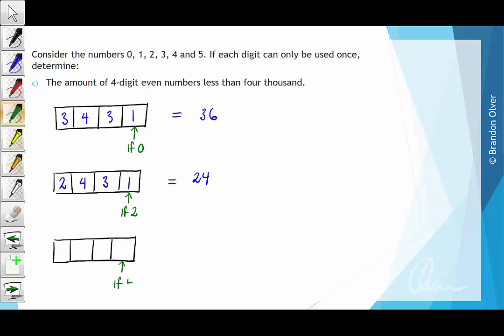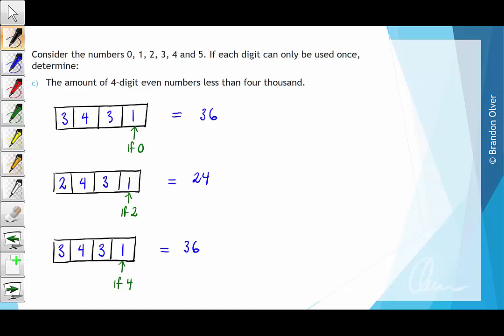So if that last number is a 4, there's one number that can go in that position, and now we need to consider what the first number could be. So it can't be a 0, but it can be a 1, 2, or a 3. So there are 3 numbers that can go there, and then one number is missing, that is 1, 2, or 3, and the 4 is missing because that's in the last position. So that leaves 4 numbers for the second position, and 3 numbers then for the third position. So 3 times 4 times 3 times 1 is equal to 36 different numbers ending in a 4.